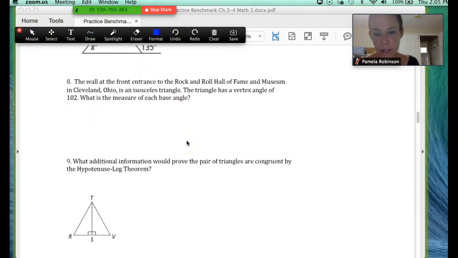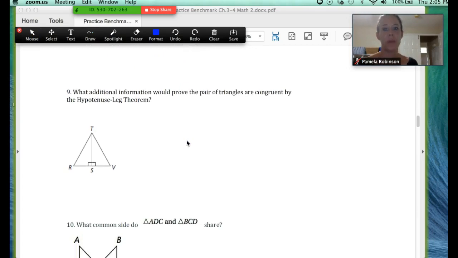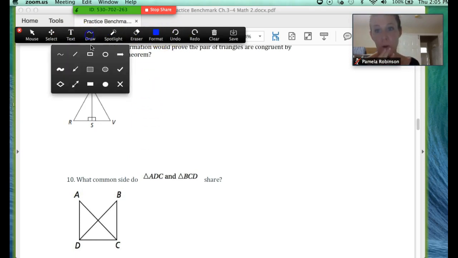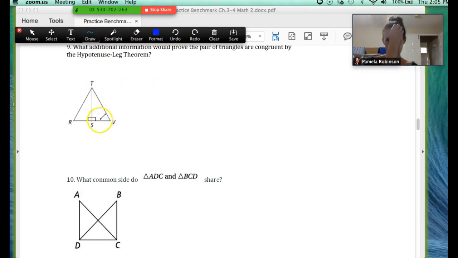Number 9, what additional information would prove the pair of triangles are congruent by hypotenuse leg? Hypotenuse leg means you have to have a right triangle to have a hypotenuse. It's the one that spells the bad word. It's angle, side, side. But the angle has to be a right angle, and one of the sides has to be a hypotenuse. That's why we call it hypotenuse and a leg.